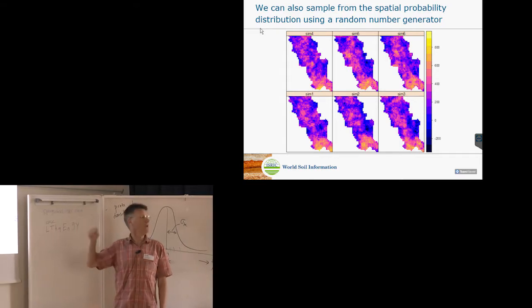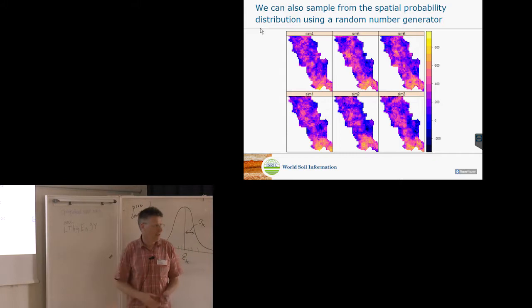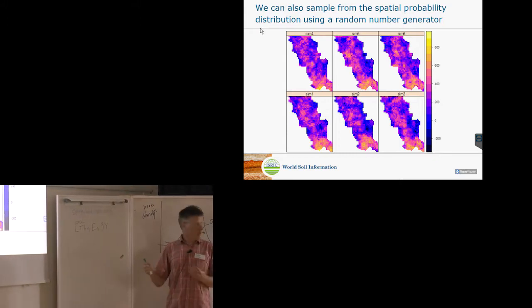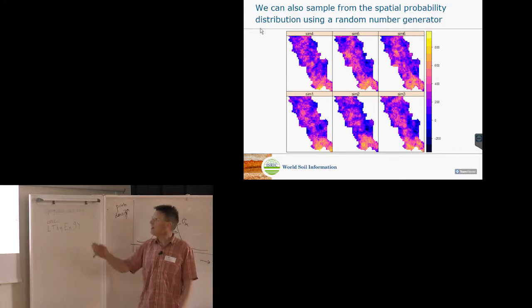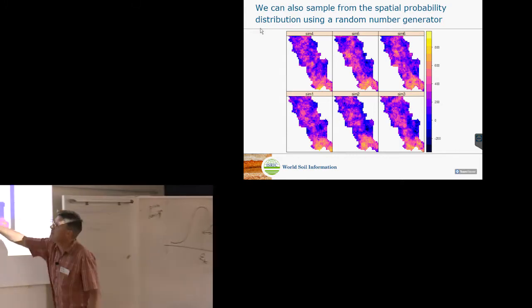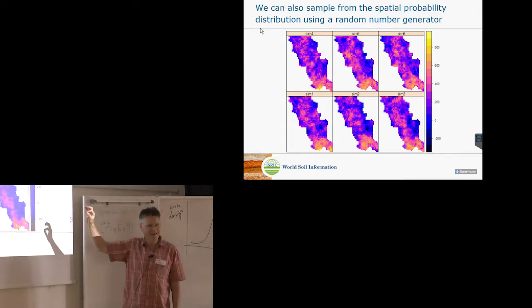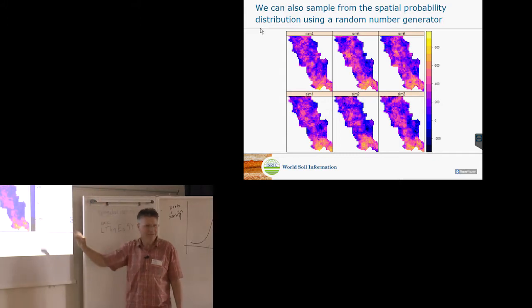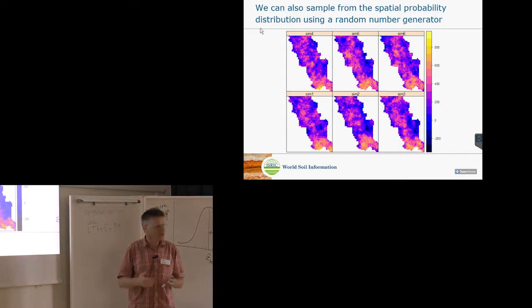And why do we do that? We do that because we need it for our uncertainty propagation that I will explain later. In a way, they also convey the uncertainty that we have. Basically, you can interpret each of these six maps as one of them could be the true unknown reality. I just don't know which one it is. Actually, there's an infinite number that I can create, and each of them could be the true one. I just don't know which one it is.